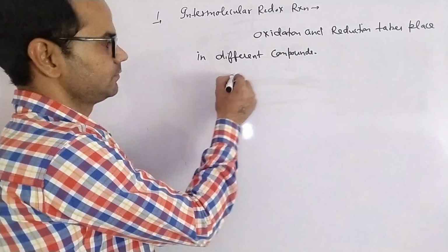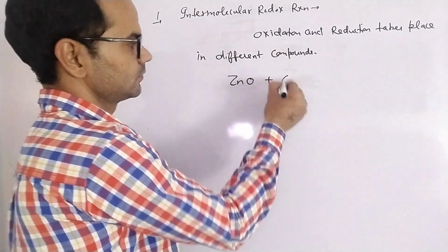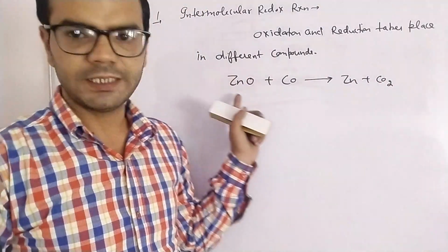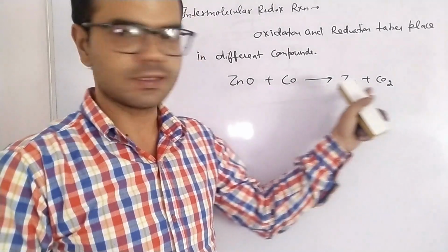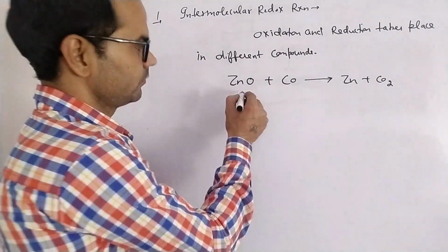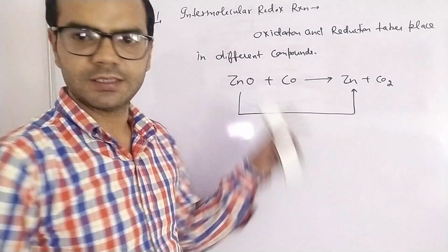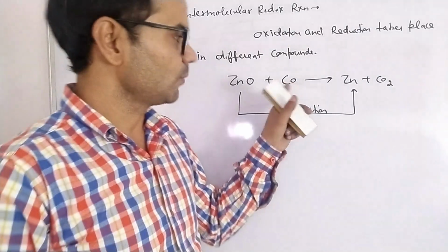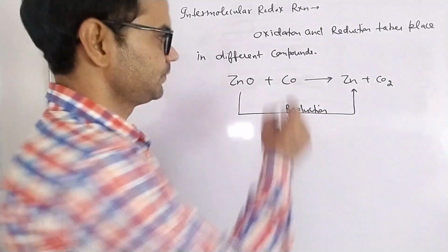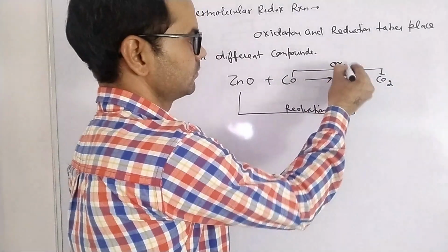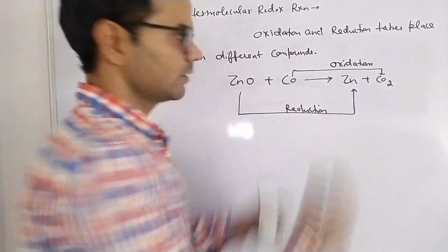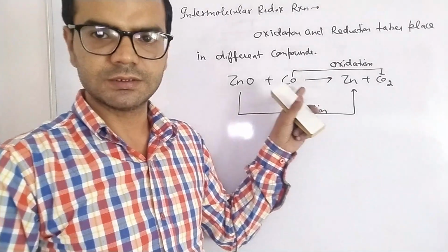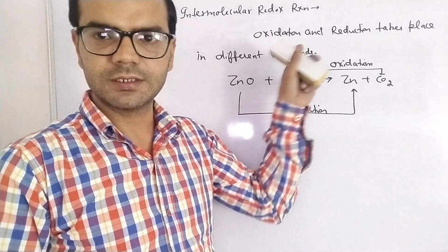For example, we have ZnO plus carbon monoxide to give zinc plus CO2. So from zinc oxide to zinc, that is reduction, but from carbon monoxide to carbon dioxide, that is oxidation. We can clearly see reduction and oxidation takes place in different compounds. Now this reaction is an intermolecular redox reaction.